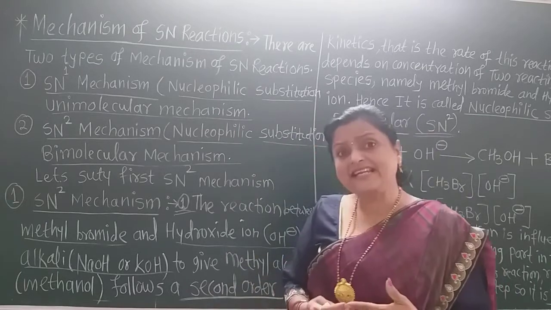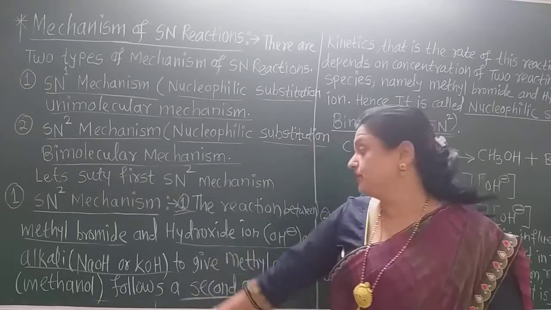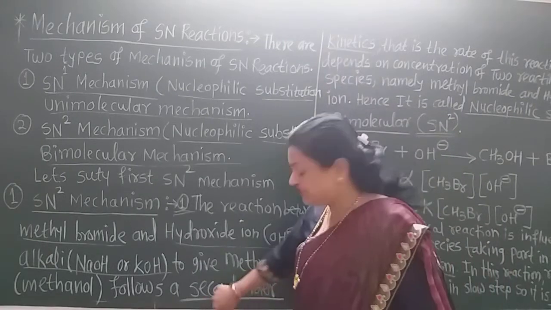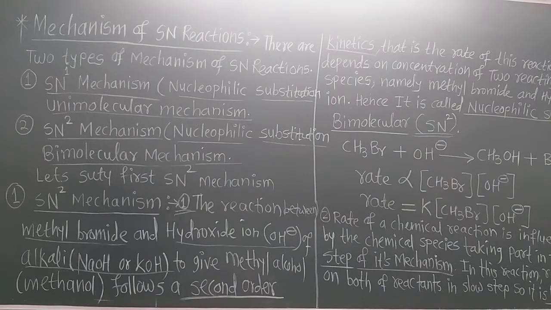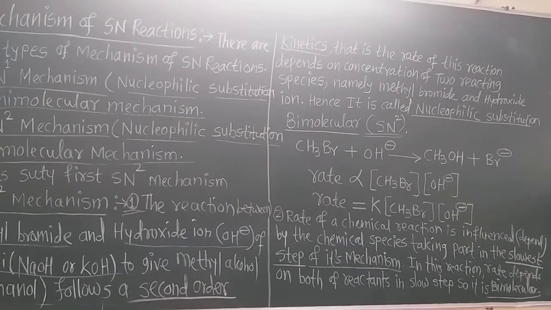And in this reaction we know that there is the formation of alcohol, so it gives methyl alcohol, that is methanol, and this reaction follows second order kinetics. So it is the bimolecular mechanism, nucleophilic substitution bimolecular mechanism, because this reaction between methyl bromide and the hydroxide ion of the alkali such as KOH or NaOH follows second order kinetics. So this reaction is the SN2 reaction, that is nucleophilic substitution bimolecular reaction.